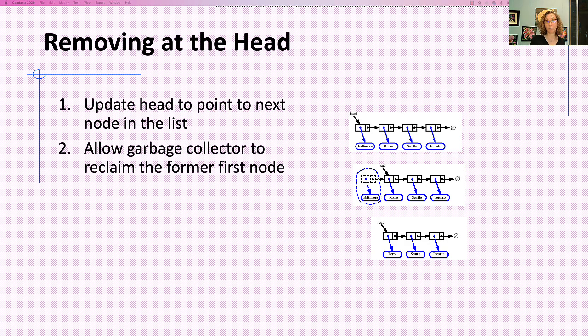If you wish to remove from the beginning of your list, it is the same thing. But this time, you're going to reverse the operation. You first take care of the head, making sure head actually points to the next node before you delete the unwanted node. So you make sure head is pointing to Rome, and then let the garbage collection take care of Baltimore as a deleted node.